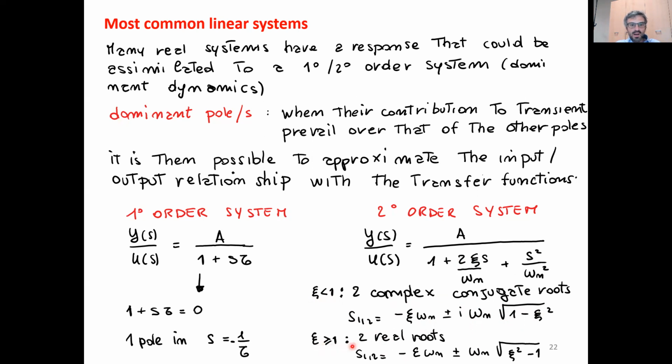But if z is bigger than 1, you have two real roots, because if you do the computation, you have a positive number under the square root, and so you don't have to do the trick of using the exponential, the complex number i, to solve. I think you saw this in calculus. So one root will be minus z omega n plus omega n times the square root of z squared minus 1. And the other one will be minus z omega n minus omega n times the square root of z squared minus 1.